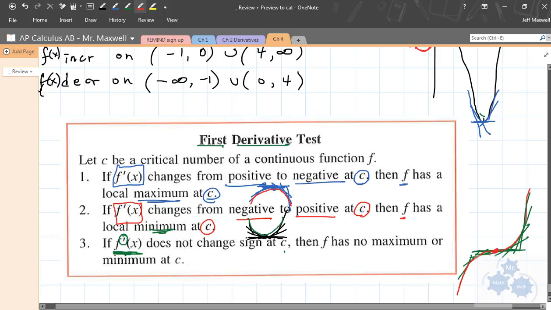There is a critical number because at this exact point right here, at one point the derivative would be 0. Yes, the derivative would be 0, but it does not change sign.